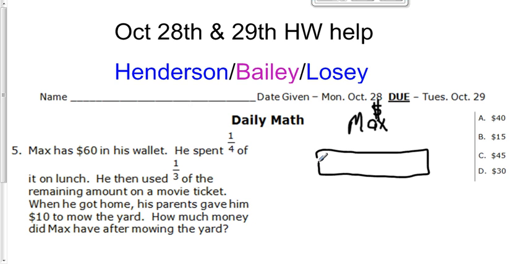In his wallet, Max actually has $60. I'm going to put that on top because that's the total of what I have. He has a total of $60. That's the whole bar. Now it says he spent 1/4 of it. What does 1/4 mean? 1/4 means one part.